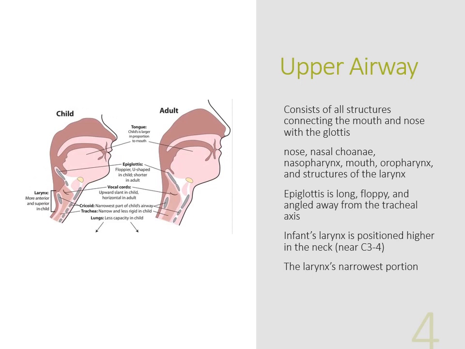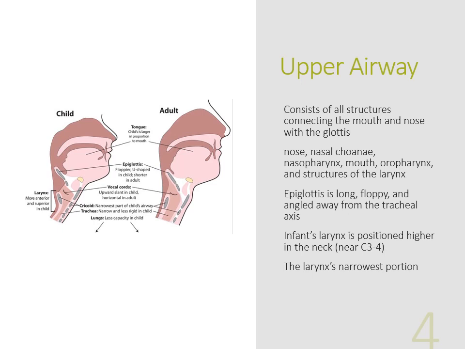Other differences also are common. The mouth is crowded. The tongue is large in comparison to the rest of the mouth. And the nose, nasal pharynx, mouth, oropharynx, and structure of the larynx are closer together. The epiglottis is floppier and U-shaped in a child and shorter than that of an adult. The vocal cords slant upward in a child, where in an adult they're more horizontal.